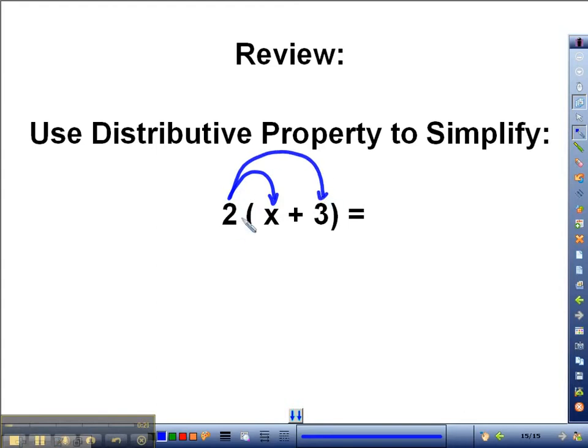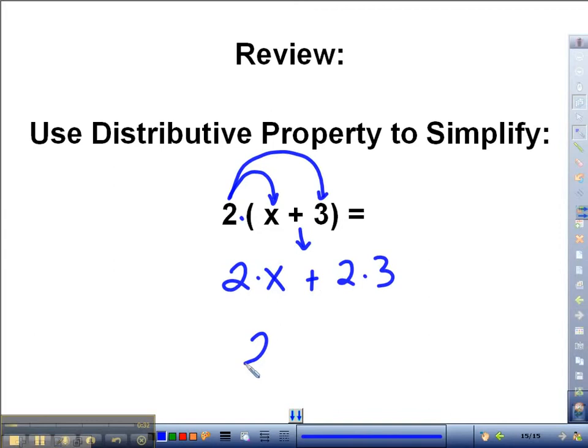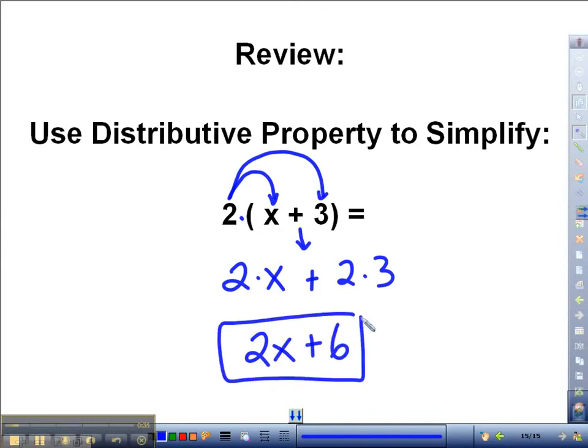Okay, you've got to take 2 times everything that's inside the parentheses. So I'm going to take 2 times x. That addition sign I'm going to bring down, and then I'm going to take 2 times 3. So my final answer is 2x plus 6. Remember distributive property?